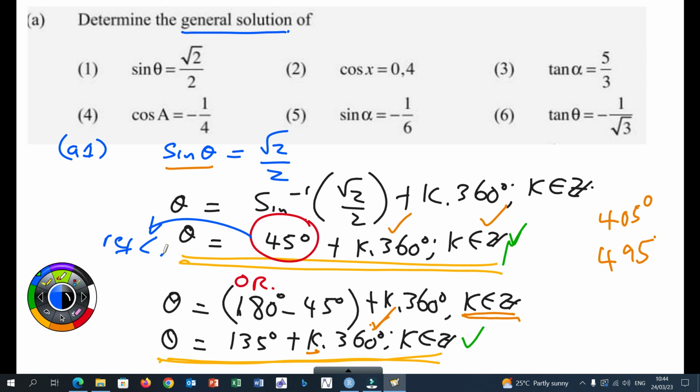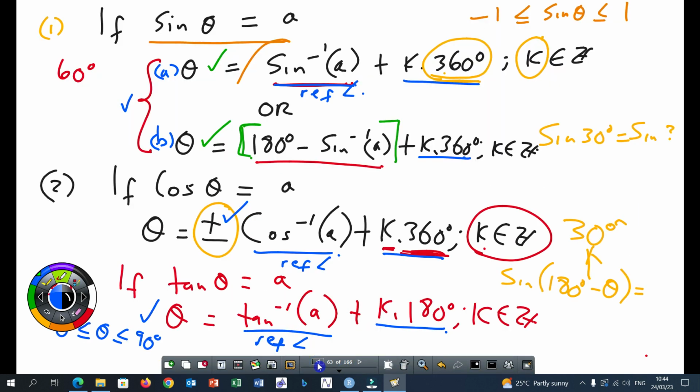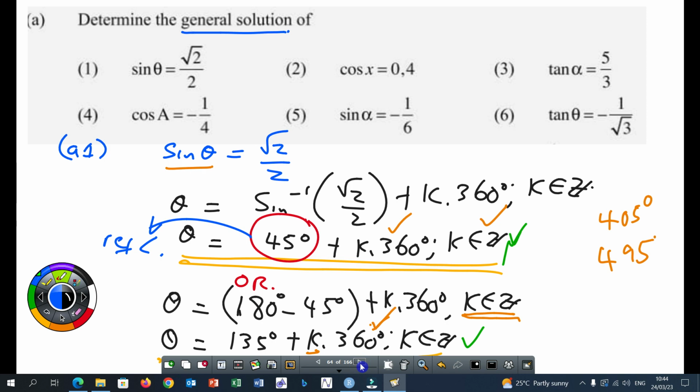Listen, can I have your attention? There is no mark allocated for writing quadrant 1, quadrant 2, because I know you go for tuition. There is no mark allocated, you'll be wasting unnecessary time. Memorize this formula, then you are done. You'll be okay. You can teach anyone with this, the general solution. Alright, let me carry on.